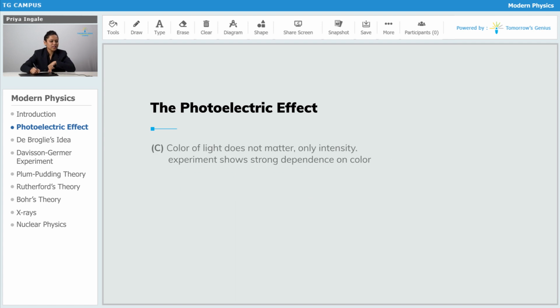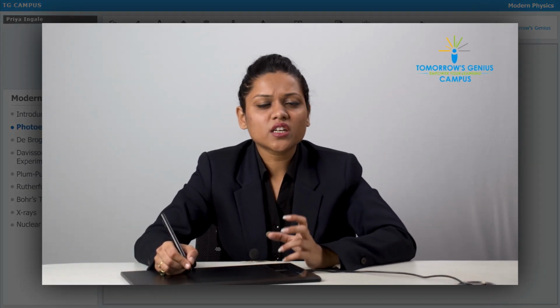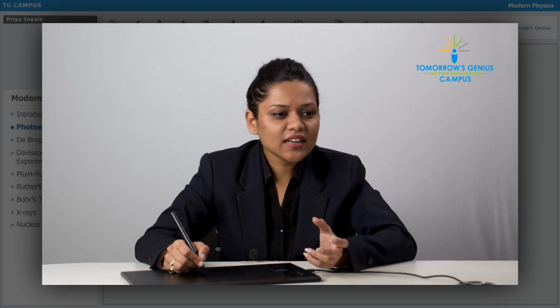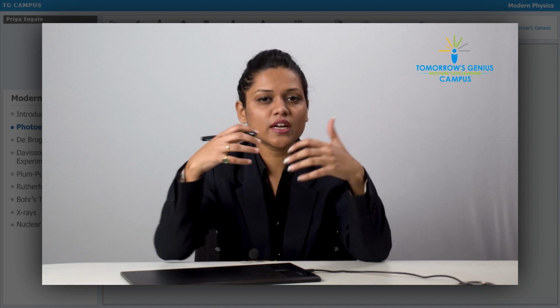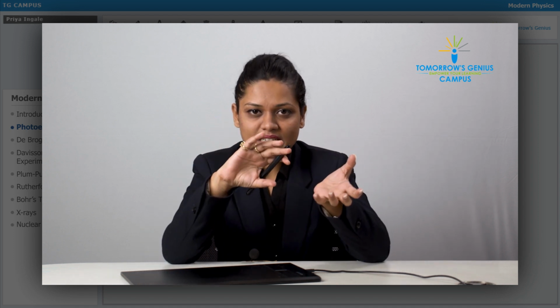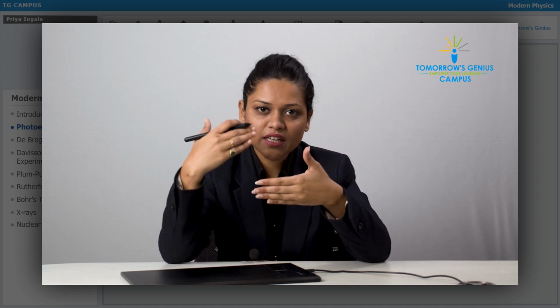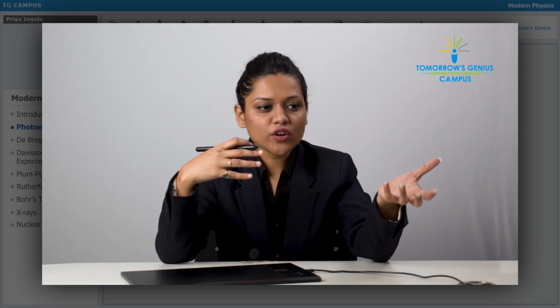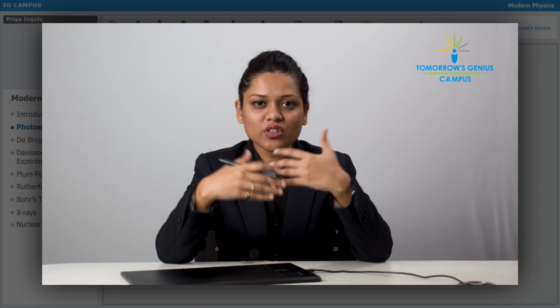The third point: color of light does not matter, only intensity. Classical wave theory says that in light radiation only intensity takes part, it doesn't matter what color you are using. But in our experiment we have seen that frequency is the most important factor to get the electrons out from the surface of that metal plate. We have defined the term threshold frequency. So according to classical wave theory, the threshold frequency term should not be there. So there is a mismatch.